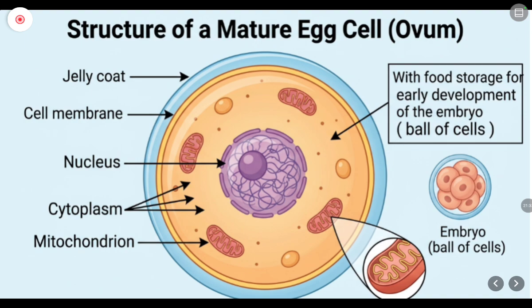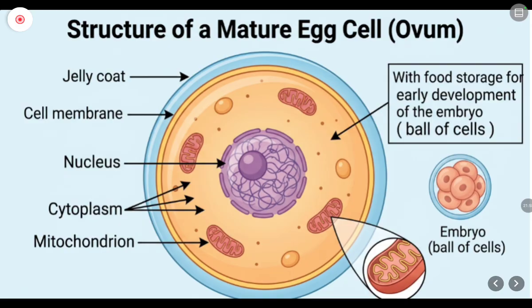Now the cell membrane is a wall-like structure to prevent the cell contents from leaking out. Of course, it contains a nucleus, cytoplasm, and also mitochondria for the cell to produce energy for development, for growth, for moving, because the egg cell that you can see in this slide will grow into an embryo, and that embryo is a ball of cells.